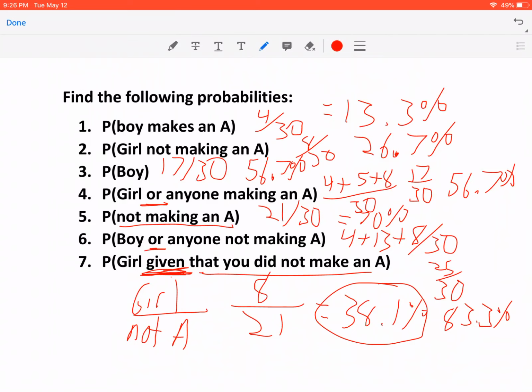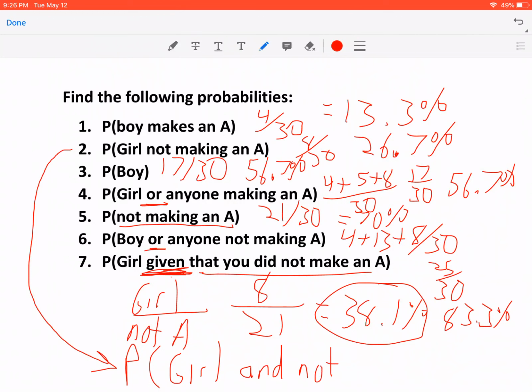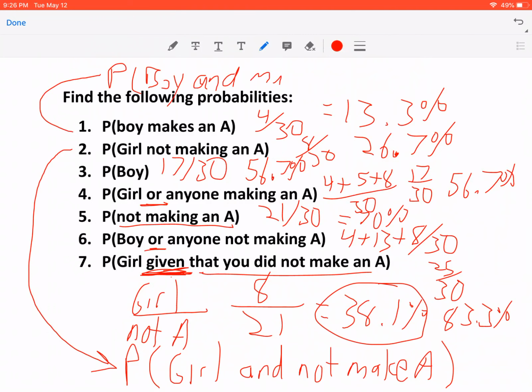Now, a lot of these did not really use the word and, but a lot of these did not have to use the word and. This could have been rewritten. Let's look at number 2. This could have been probability of girl and she did not make an A. And it's still that specific cell. So if it's the word and, it's exactly where they meet. Girl and not making an A. Okay? This one could have been written as probability of boy and he made an A. It's the exact same thing.